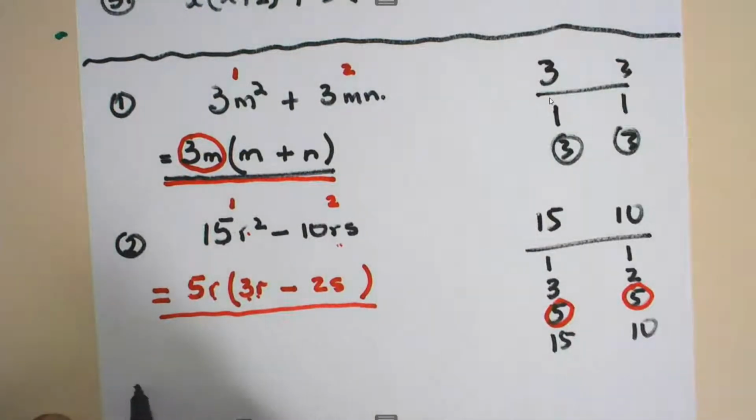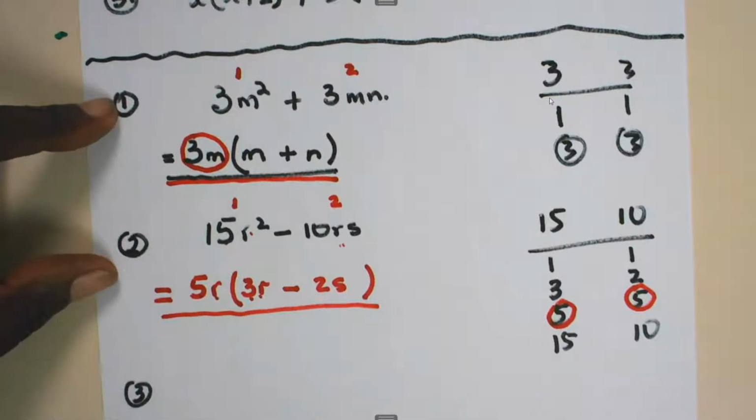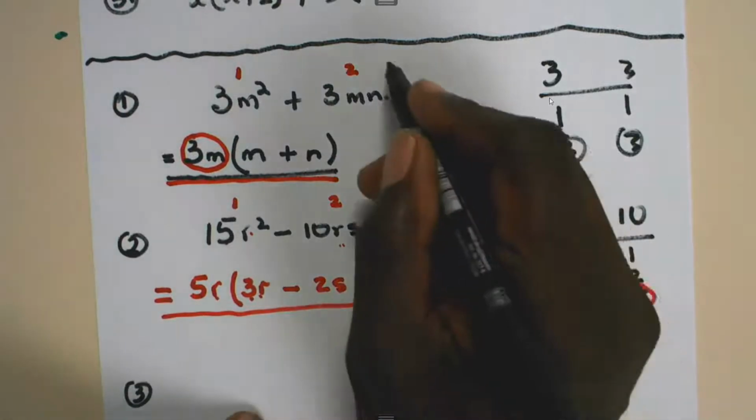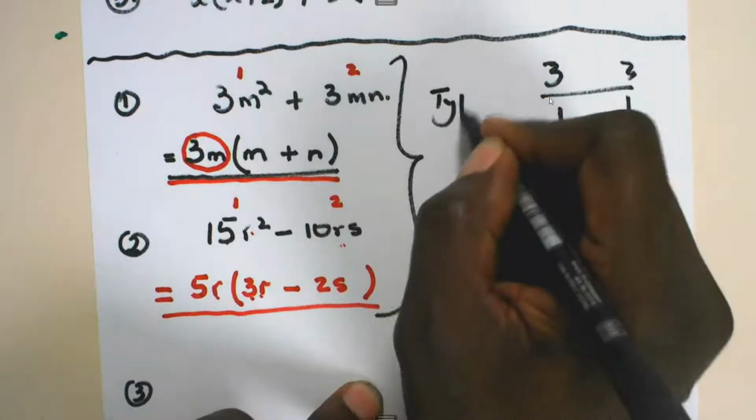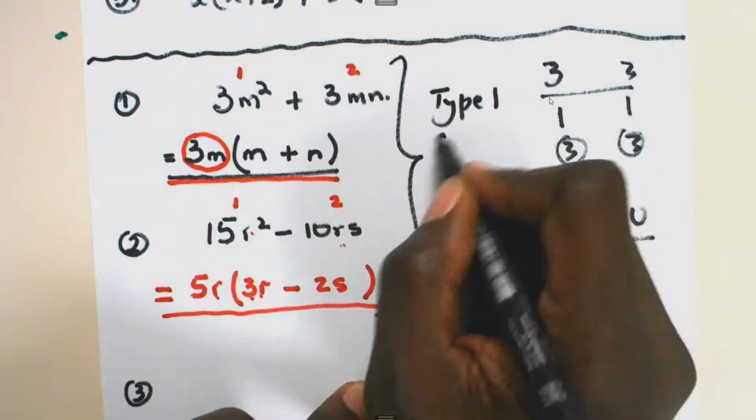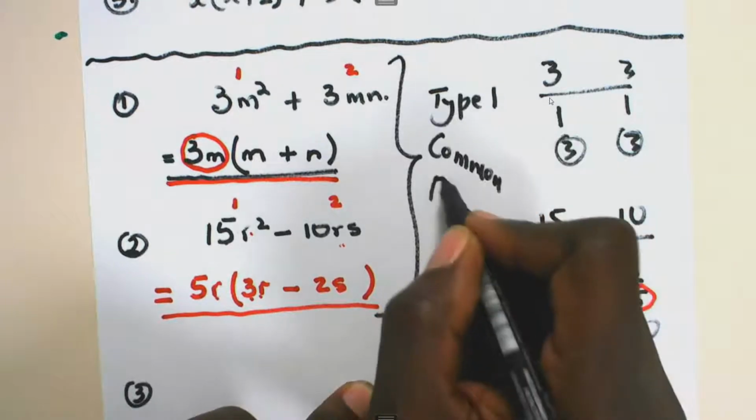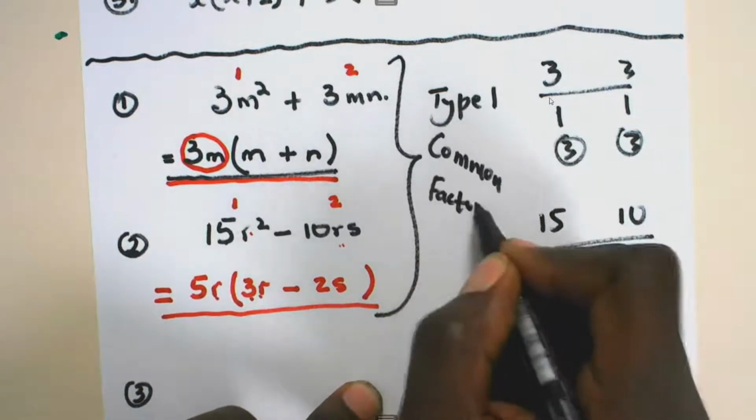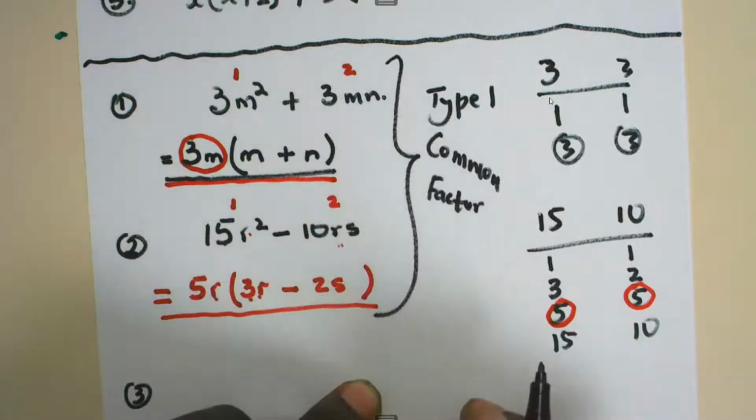Example number 3. This is type 2. The first 2 is type 1. This is type 1 factorization, where we're taking a common factor in order to do what? To factorize, a common factor factorization.